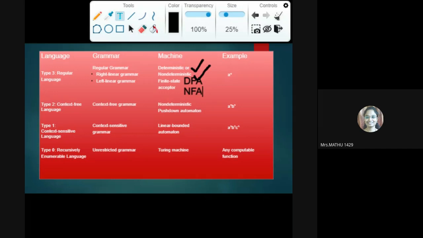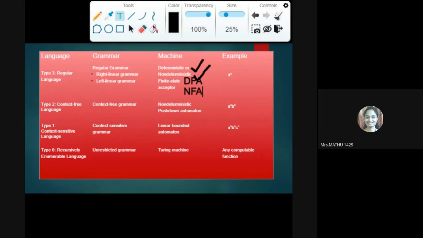I think ma'am would have already explained what a deterministic finite automaton is, so I'll recollect that for you. I'll also give you the definition for NFA and tell you the difference between these two. In the upcoming classes, since both of these can represent a regular language, we are going to prove that DFA and NFA are equivalent.